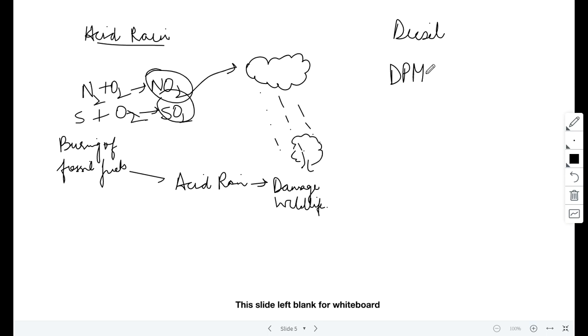Now can you tell me how you can reduce acid rain? We'll start using renewable sources of energy. That's one of the best answers I've got. Yes, using renewable resources. But now I'm asking for a three marker. If I tell you to write it for 3 marks, you have to give at least 3 points. So you can always say using renewable resources.